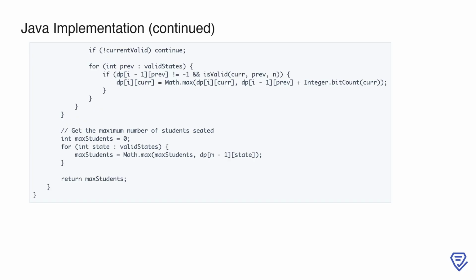This is achieved by iterating through all valid states for the last row and finding the maximum value in the DP table. The result is returned as the output of the function, representing the maximum number of students that can take the exam while adhering to the seating constraints.